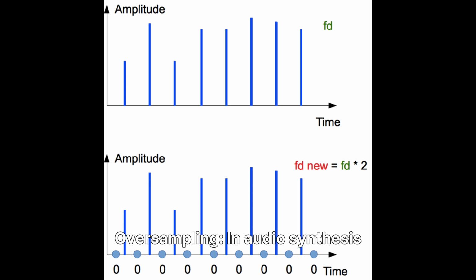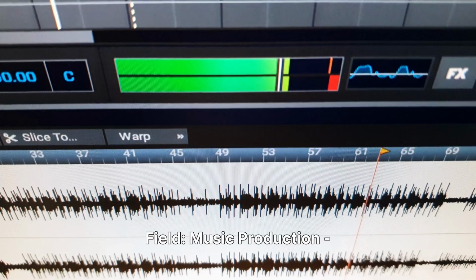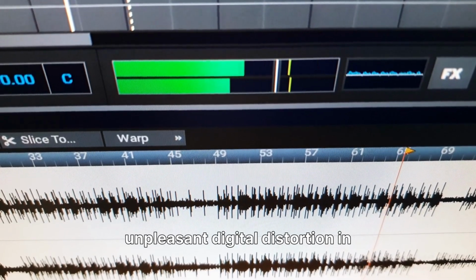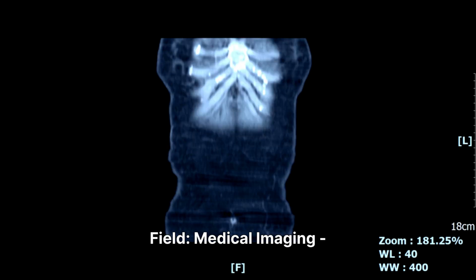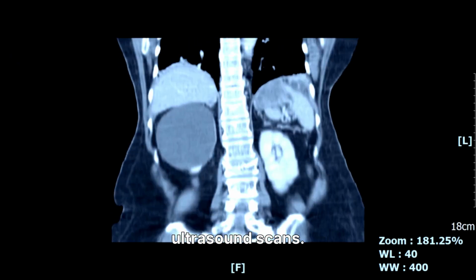3. Oversampling. In audio synthesis and processing tools, oversampling is used. The system temporarily works at a much higher sampling rate to ensure accuracy, then reduces the rate later in the process. Where aliasing matters most. Field: music production. Why aliasing matters: prevents unpleasant digital distortion in sound recordings. Field: telecommunications. Why aliasing matters: ensures voice and data signals transmit clearly. Field: medical imaging. Why aliasing matters: helps produce accurate MRI and ultrasound scans.